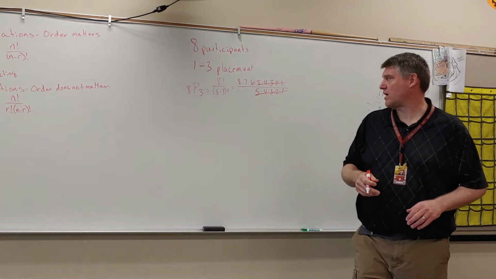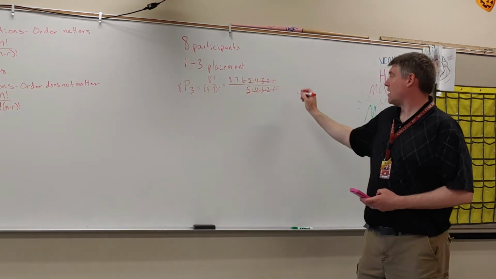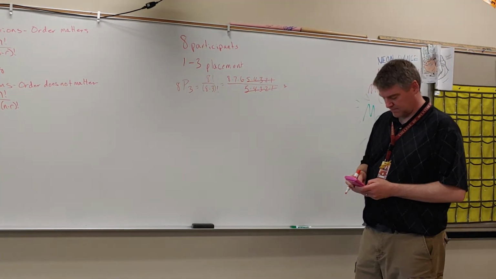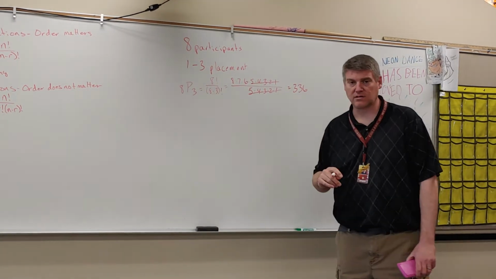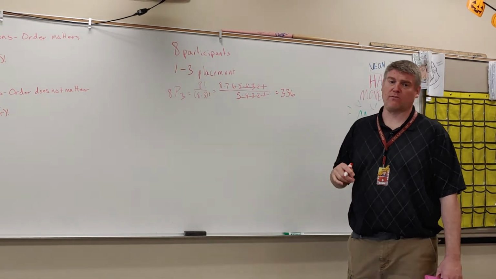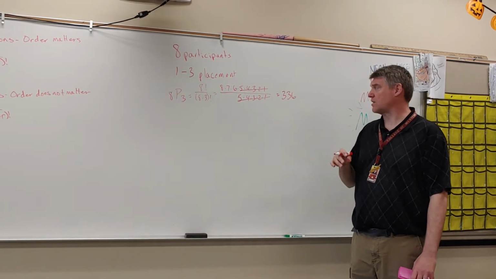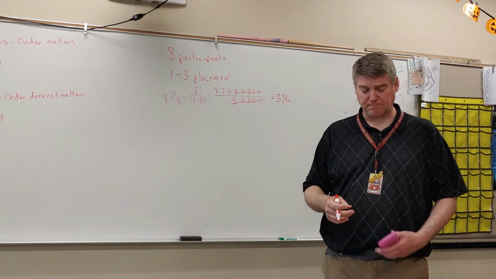So I end up with 8 times 7 times 6. And so if I look at that, that gives me 336 different ways. So if I wanted to know in a race with 8 people, how many different ways first, second, and third could come in, there's 336 different ways to do that.